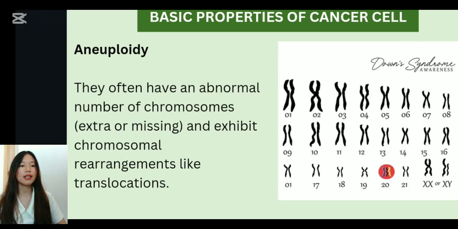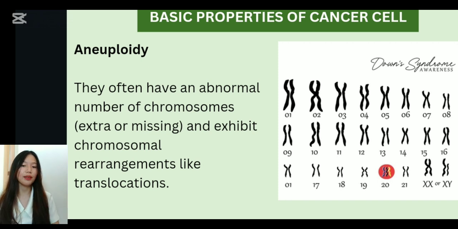So, next is the properties of cancer cells, meron siyang aneuploidy. So, ano nga ba yon? So, it happens when cells often have an abnormal number of chromosomes, meaning they can have an extra or missing chromosomes. They may also have a chromosomal rearrangement such as pieces of chromosome swapping places. So, these changes can disrupt normal cell functions and contribute to uncontrolled growth.